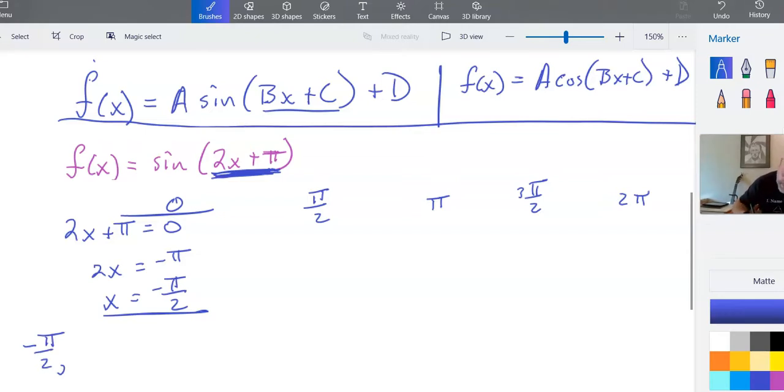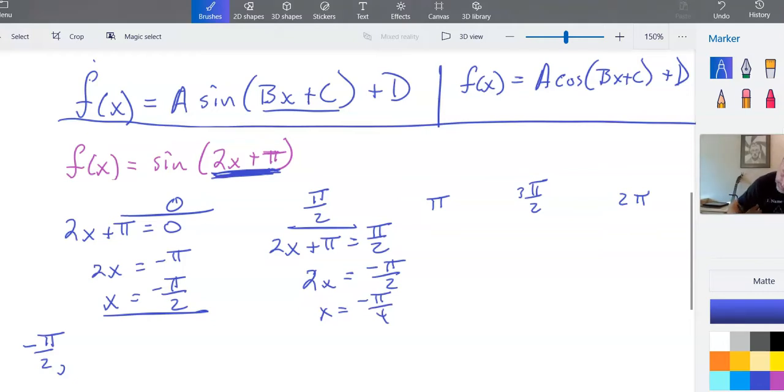Right? And then here, if I take pi over 2 and set it equal, 2x plus pi is equal to pi over 2. Well, if I subtract pi, that makes it negative pi over 2. So that gives me 2x is equal to negative pi over 2. And if I divide by 2, I get x is equal to negative pi over 4.